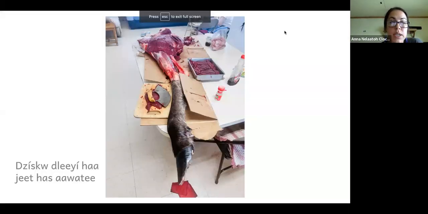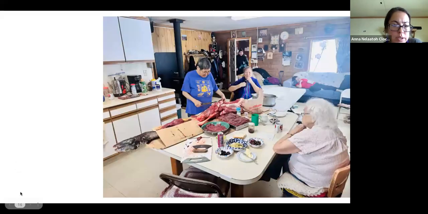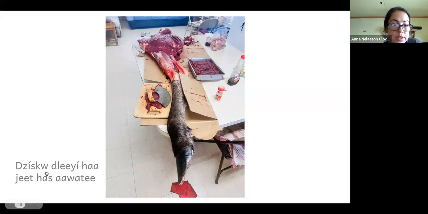This one is a picture of moose meat that the men got and brought to us. And so for one whole day we worked on it. We cut this whole leg up into thin strips so that we could make dry meat out of it. And it's a lot of work, but this is how we prepare for potlatch.